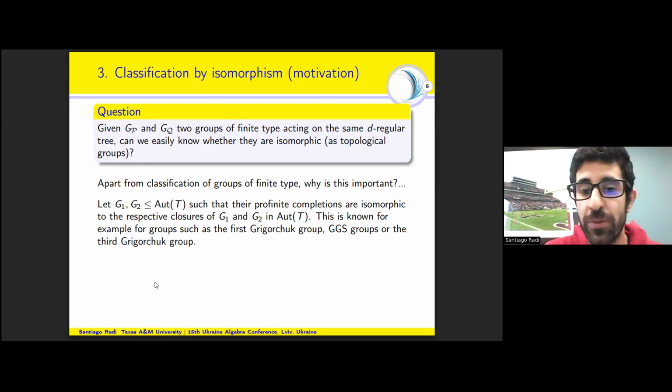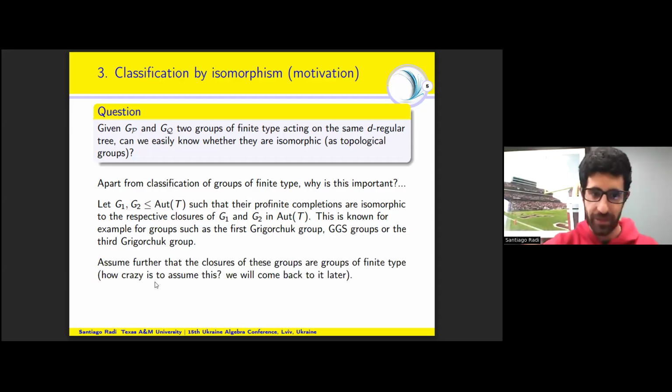The first Grigorchuk group is an example. GGS groups satisfy that, and the third Grigorchuk group also satisfies that. And there are a bunch of articles of people studying when this is true, when it is not. So let's take one step more, and let's imagine that this closure in Aut T is a group of finite type. For example, if the group is regular branch, we know that's true. And then if I have time, I'm going to show you a slide that gives more results in that direction.